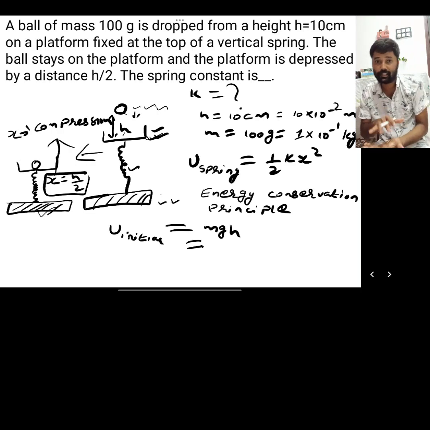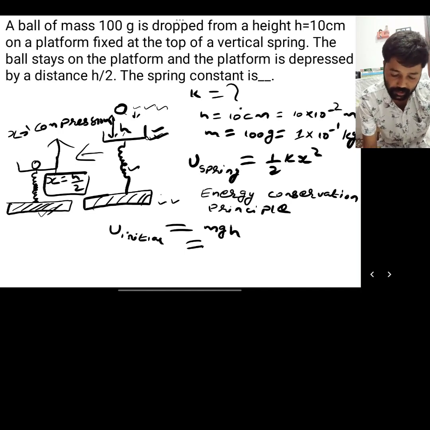When a spring gets compressed or elongated, it has the capacity to do work. So we can say that potential energy is stored in the spring. A catapult is also an example. Whenever the spring is compressed and you release it, it has a tendency to do work. So potential energy is stored in the spring, but initially it is not compressed. So here spring potential energy is not there, but gravitational potential energy is there.